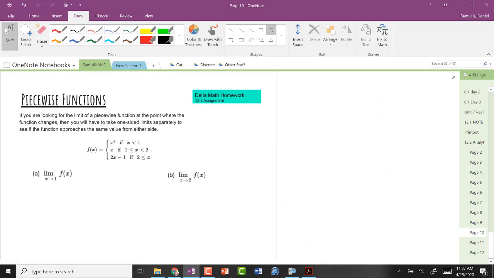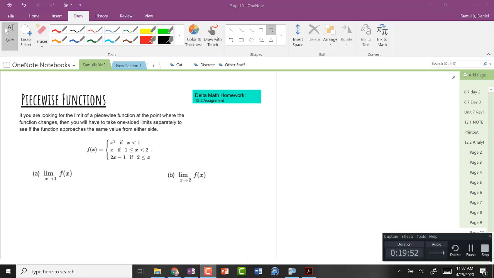All right, piecewise functions. Where are we at in terms of notes here? I'm getting tired. All right, 19 minutes. That's shorter than the other one so far, I guess. All right, so you do have a Delta Math assignment on this one. So make sure you do that one because that one is graded.